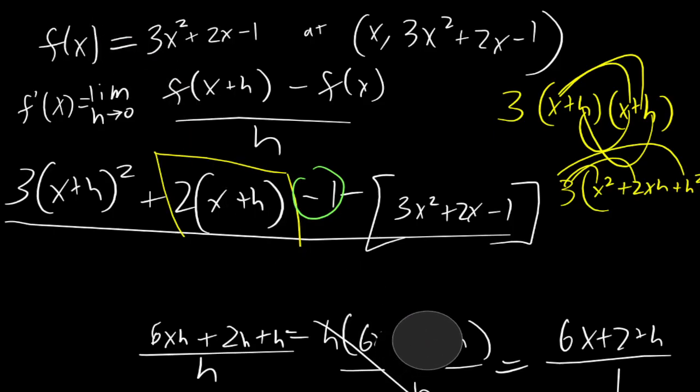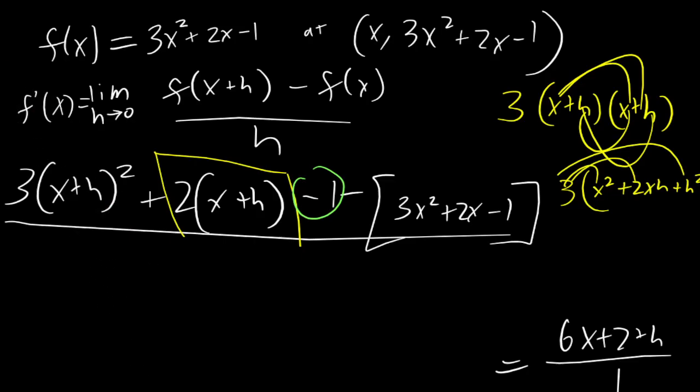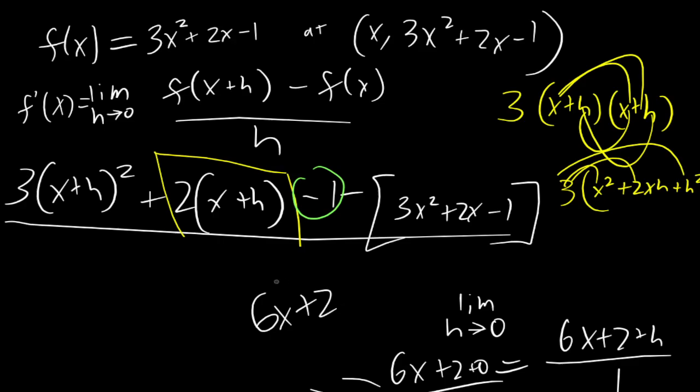And then with that, if we plug in our limit now, because remember, the limit is h approaching 0, so we should always write the limit down. I just don't because I'm lazy, but you probably should. We're going to get 6x plus 2 plus 0 over 1, which is equal to 6x plus 2. And that is the derivative.